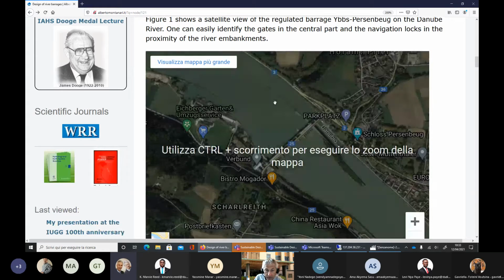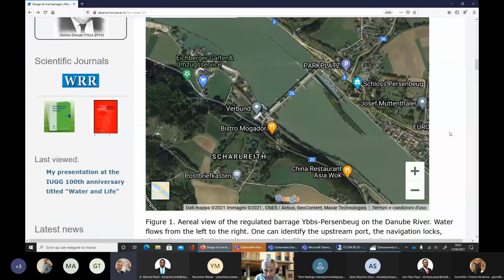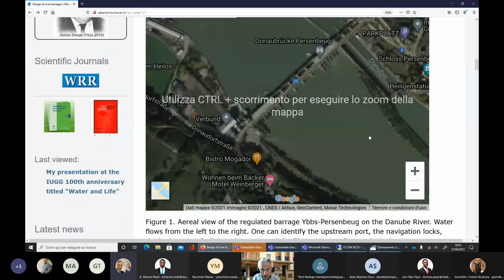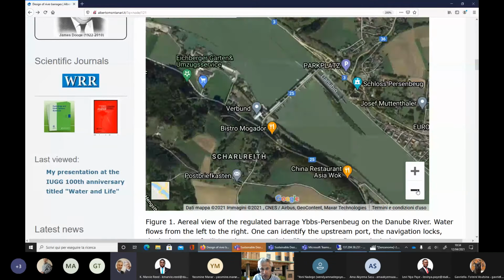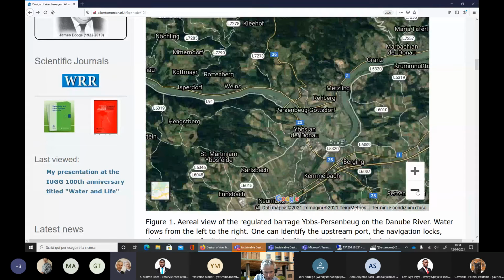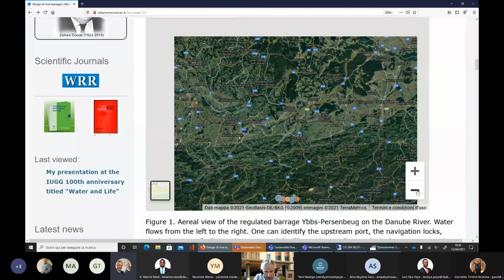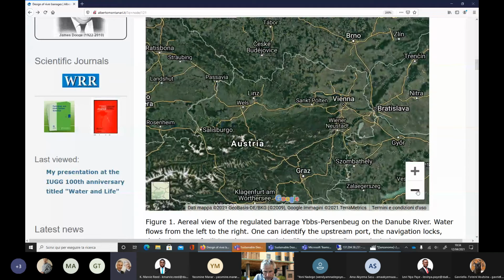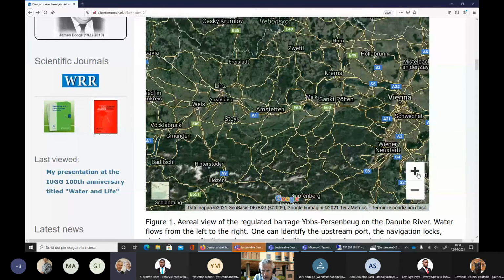Here you see in my web page a map of a barrage on the river Danube, which you can zoom out. This barrage is located at the boundary, I think, between Austria and Bulgaria, but I'm not really sure. Let's see if I expand it a lot. Yeah, I think maybe the boundary between Austria, yes, correct, and probably Slovakia. Let me see.